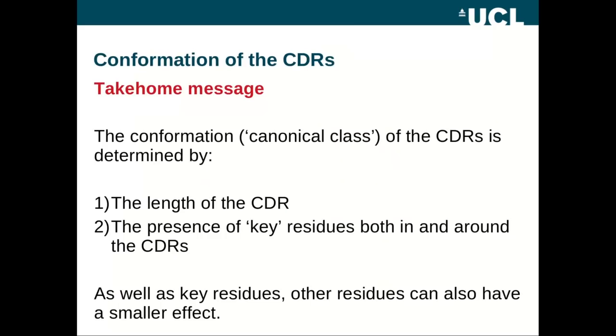So the take-home message about conformation of CDRs is that the conformation or canonical class of the CDRs is determined first of all by the length of the CDR, and second by the presence of key residues, both in and around the CDRs. So not just residues in the CDR loops themselves, but ones that pack against the loops. In fact, other residues which are not directly interacting with the CDRs can have a smaller effect on the loop conformation as well. And you'll see why all this is particularly important from the point of view of drugs as we go on later in the lecture.